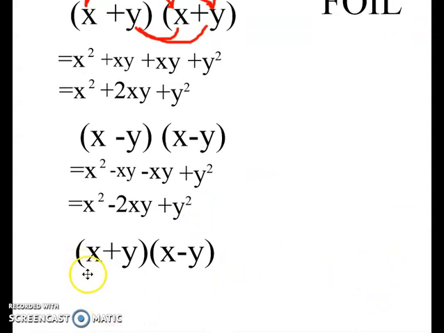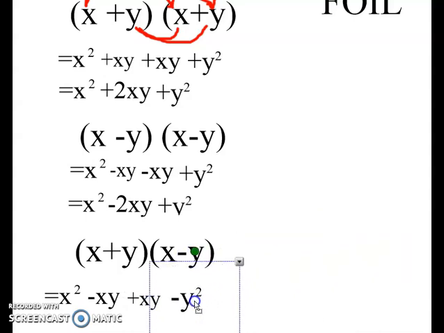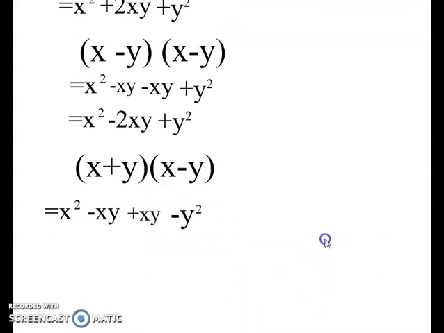When I have x plus y times x minus y, it is a slightly different story. So now I've got x squared. When I multiply those two, when I multiply x with negative y, it will give me negative xy. If I multiply positive x with y, I'll get positive xy. And if I multiply positive y times negative y, that will give me negative y squared.